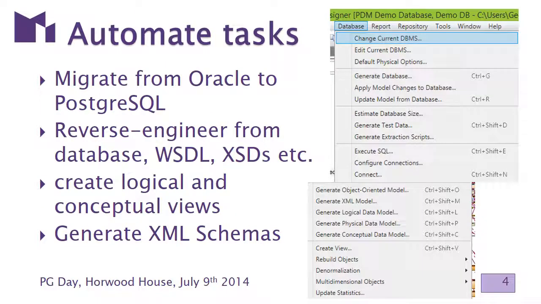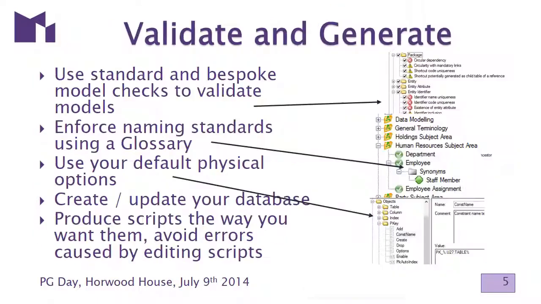You can automate tasks. You want to migrate from Oracle to PostgreSQL? We can automate that, or make life a lot simpler. You want to reverse engineer from a database? We can do that. WSDL? Yeah. XSD? Yes, we can do that. You reverse engineer an XSD, create a model, perhaps then create a physical data model from it, create a database design to store that WSDL or XSD data in it, create logical and conceptual views, generate stuff from here as well, generate those XML schemas, generate your object model.